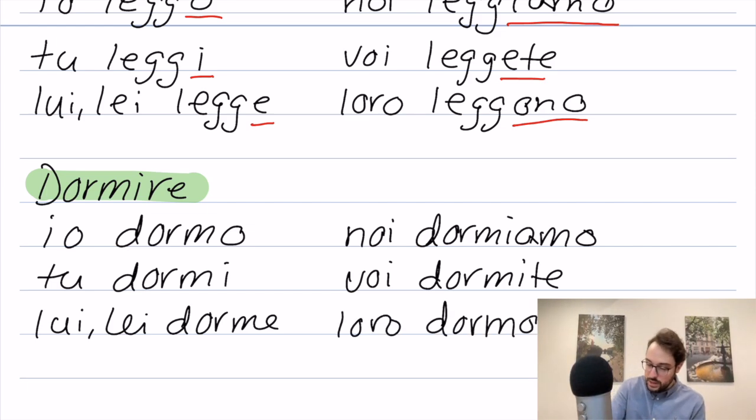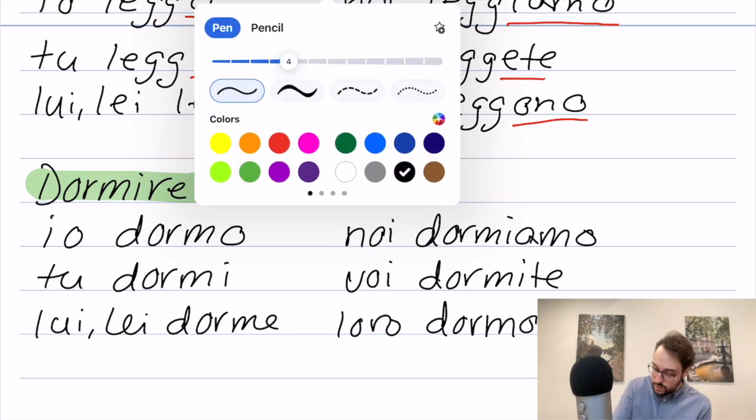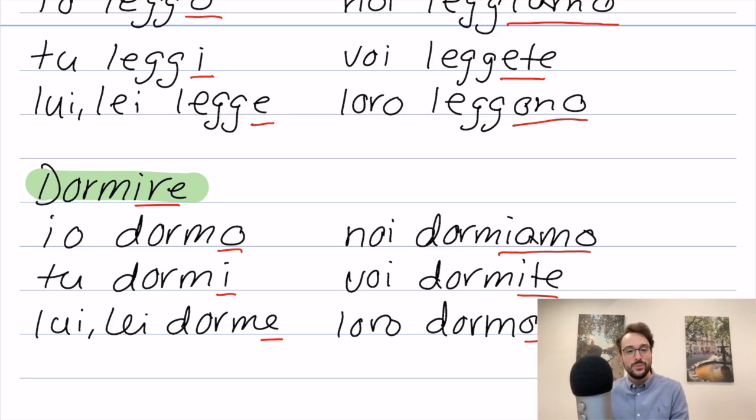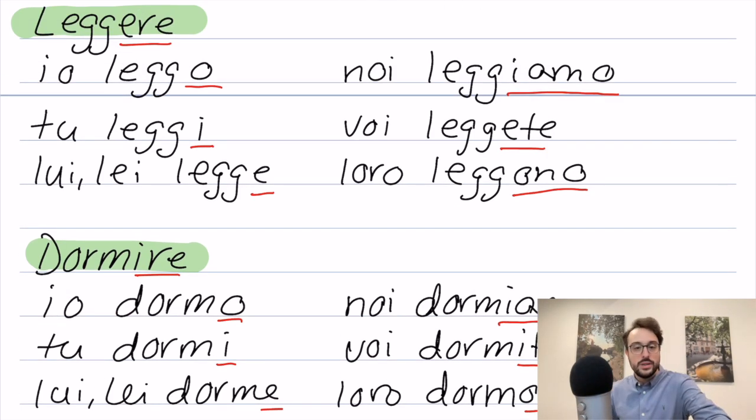The ire verb endings are always very similar to the ere verb endings. So io ends in o, tu in i, lui, lei in e, noi iamo, voi ite, loro ono. So this is how we say I sleep, you sleep, he, she, it sleeps, we sleep, you all sleep, they sleep. And as you can see, the verb endings are pretty similar.